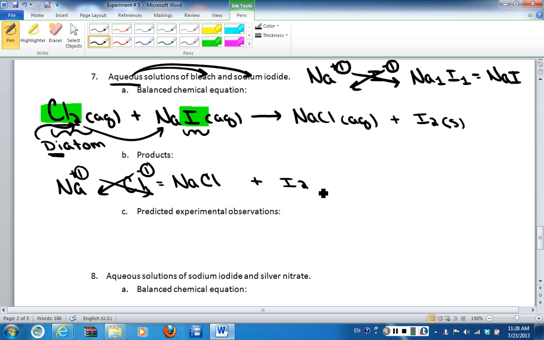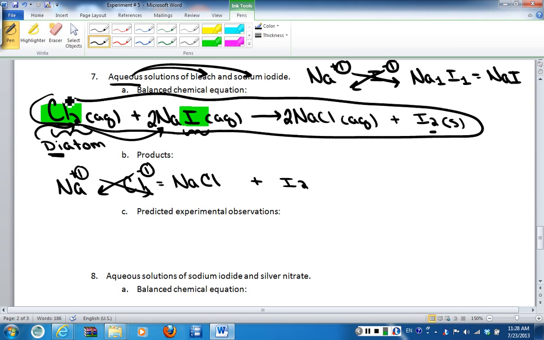Now, make sure that you balance this, and what we see is that the chlorines are not balanced in this particular reaction. So we know that we have to put a 2 here, and we have 2 chlorines, that's balanced. And now we have 2 sodiums, so we need to put a 2 here in order to balance it. And we double check, we have 2 chlorines on both sides, we've got 2 sodiums. Now we have 2 iodides on the left-hand side, but we also have them on the right-hand side. So now we have our balanced chemical equation.